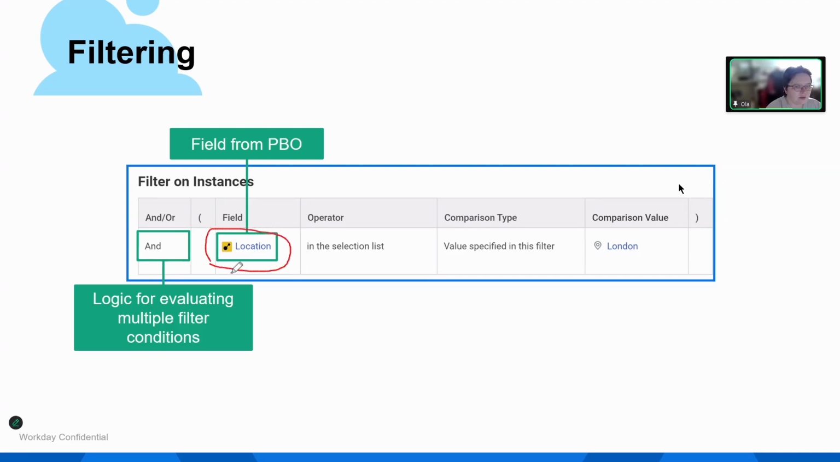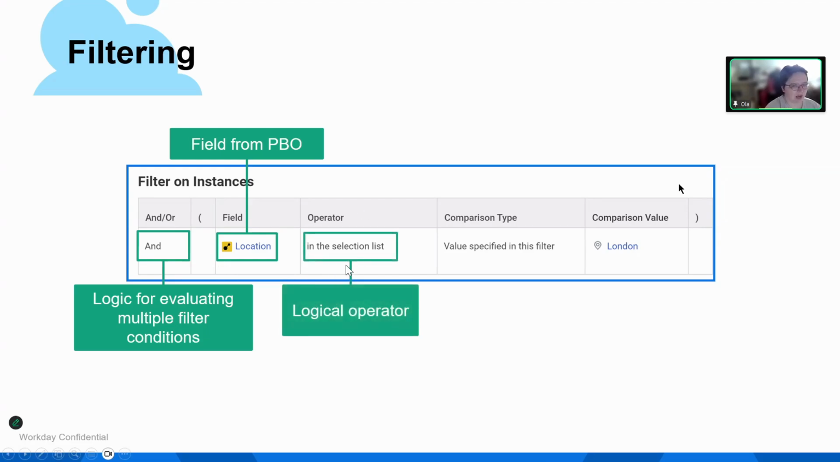Then you have your fields from the primary business object. They don't have to be indexed, but they have to be from the primary business object. Then you have an operator. How do you want to compare this value? So I want to choose a location that is on the selection list. And then you have a question: where is your selection list? Your selection list is a value specified in this filter. And this is the selection list.